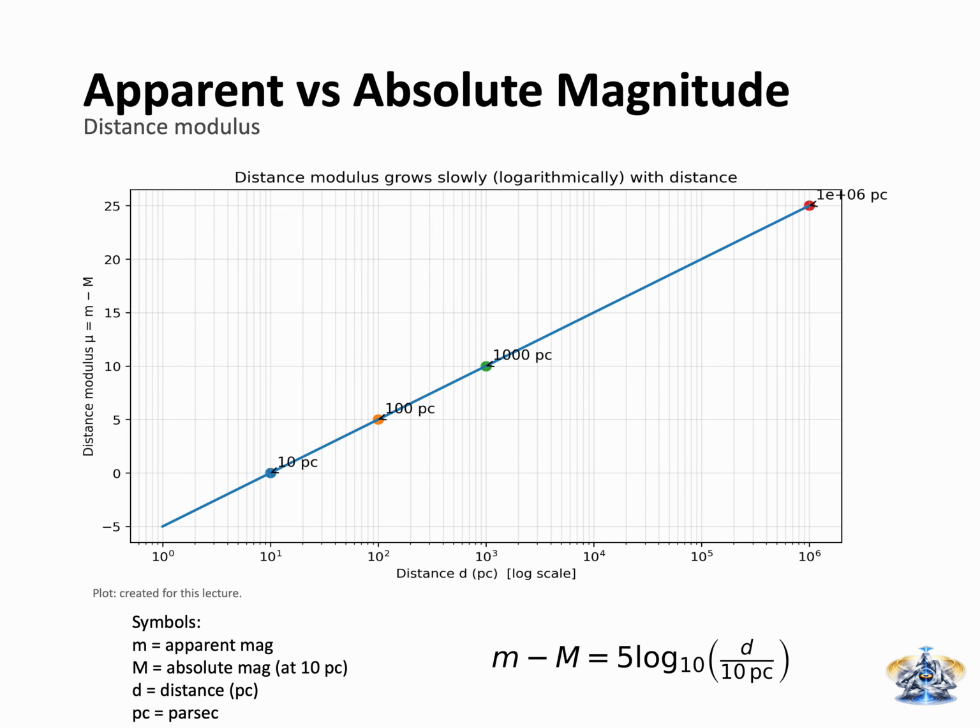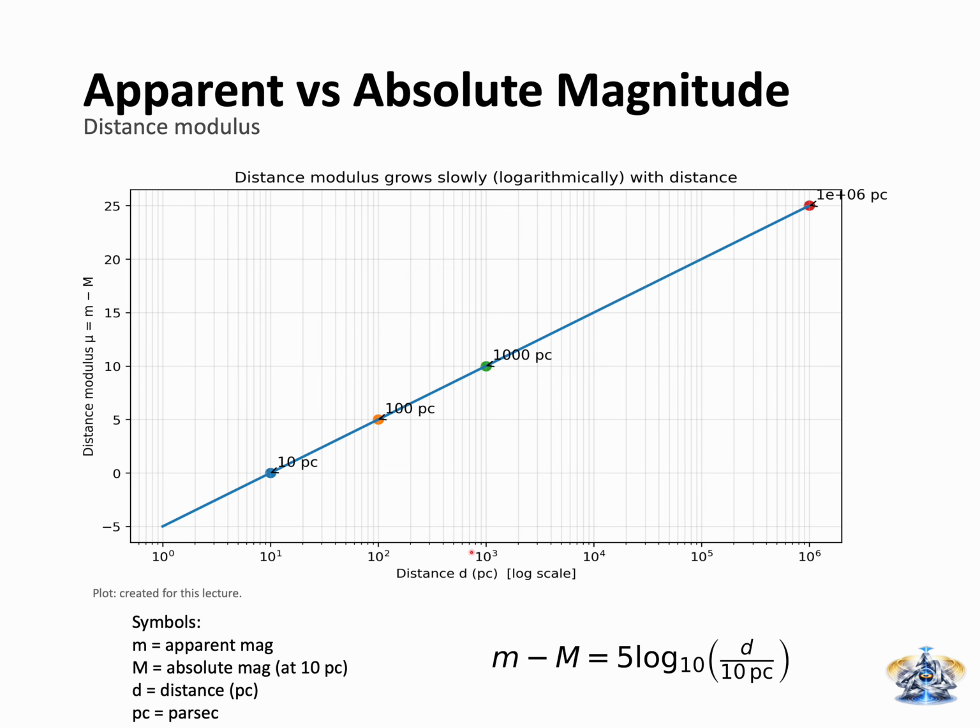Now the big bridge is the distance modulus, which is just m minus M. That is the lowercase m, which is our apparent magnitude, minus the absolute magnitude. m minus M equals 5 times the base 10 logarithm of distance divided by 10 parsecs. So once you know apparent magnitude and you know absolute magnitude, distance is no longer a mystery. You can solve for it.